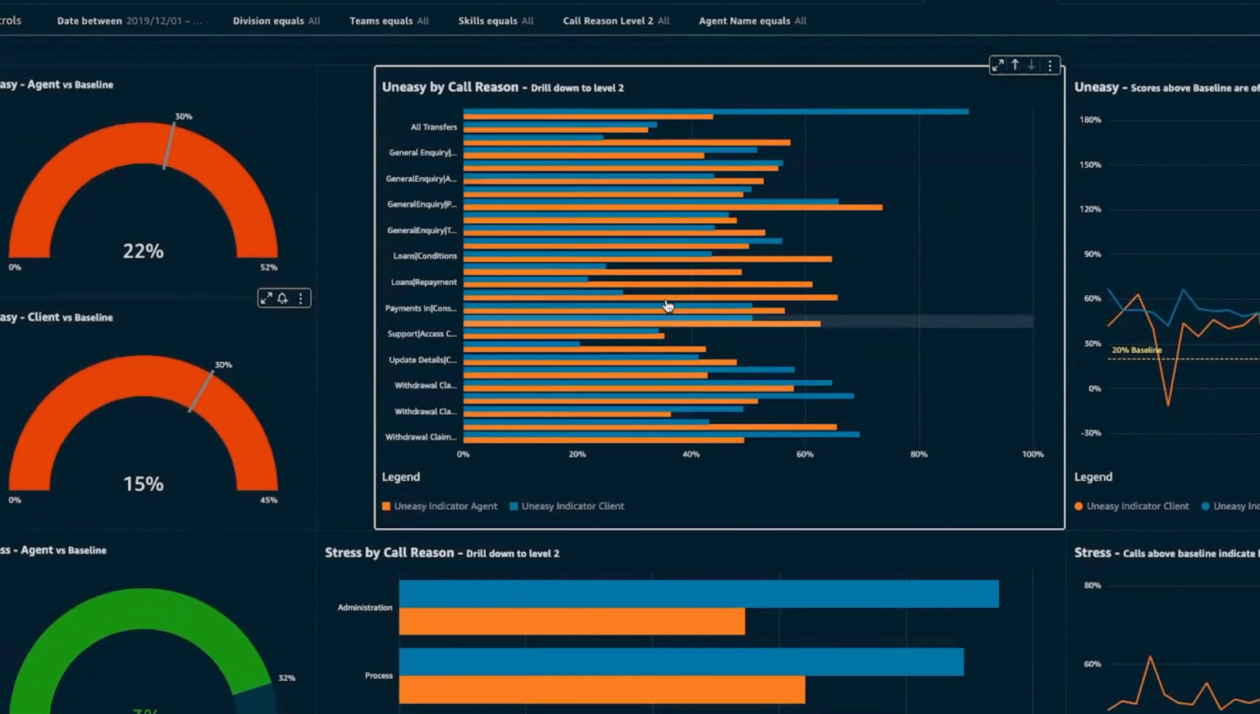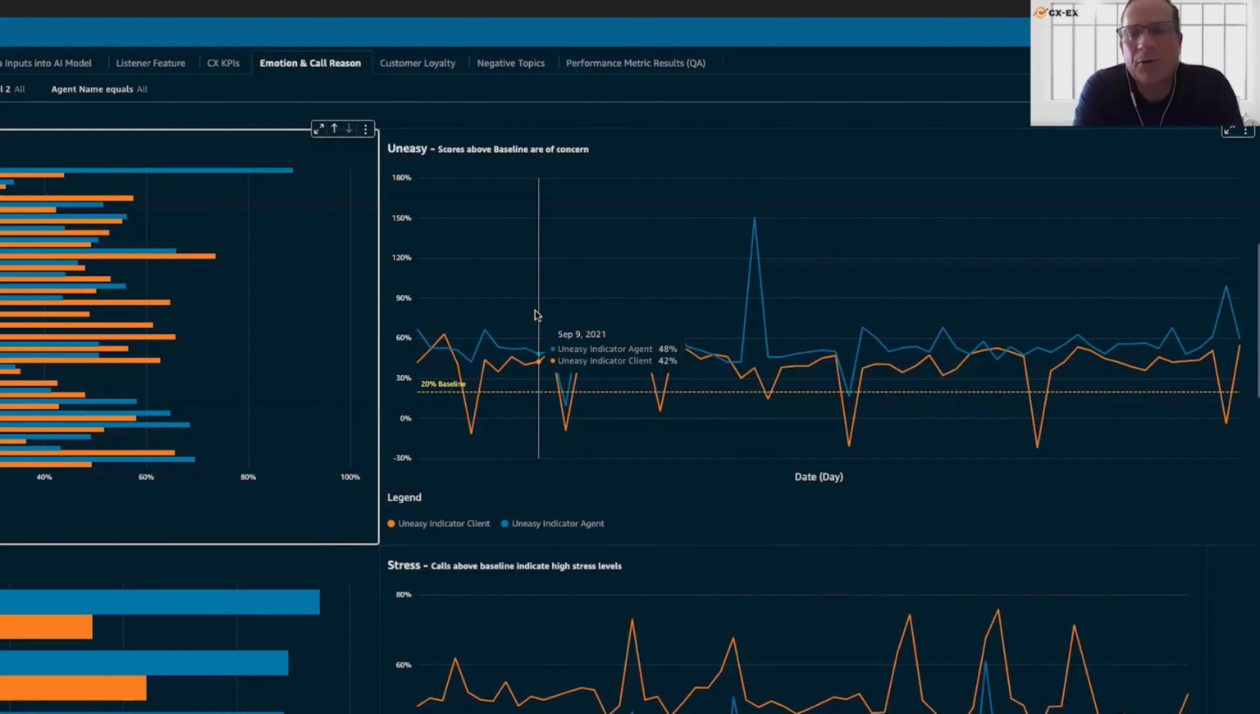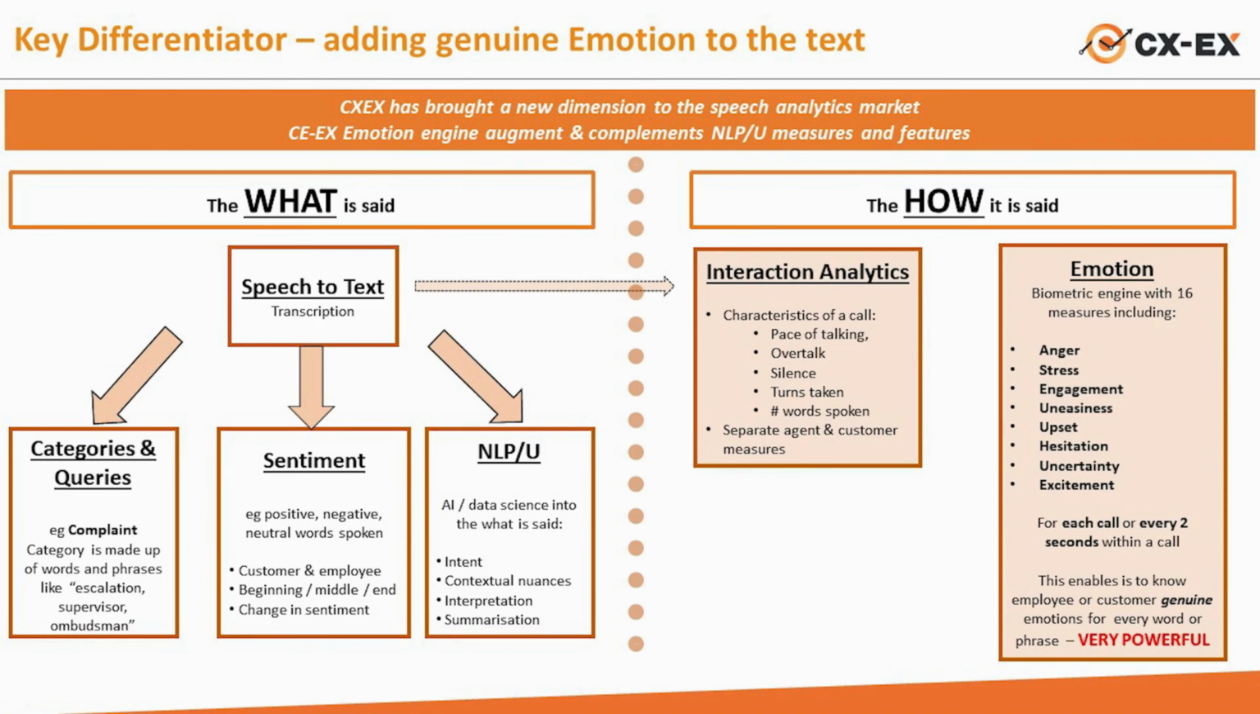experience. On the right, we look at the different emotions by day. We can do that by day, by month, by year. So a client can actually easily see the impact of changes to their operations over time.